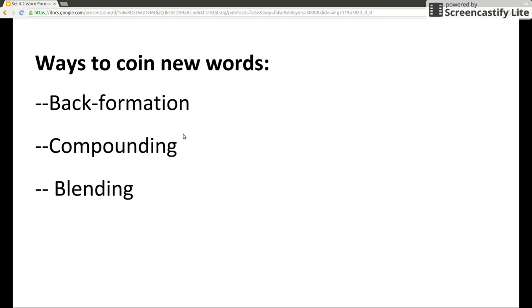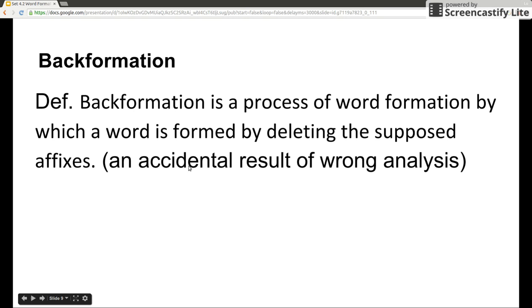Okay. And then we have some more ways to make new words. We have three ways: back formation, compounding, and blending. Okay, let's begin with back formation. So back formation is a process of word formation by which a word is formed by deleting the supposed affixes. Here it says supposed affixes, which means that this is an accidental result of wrong analysis.